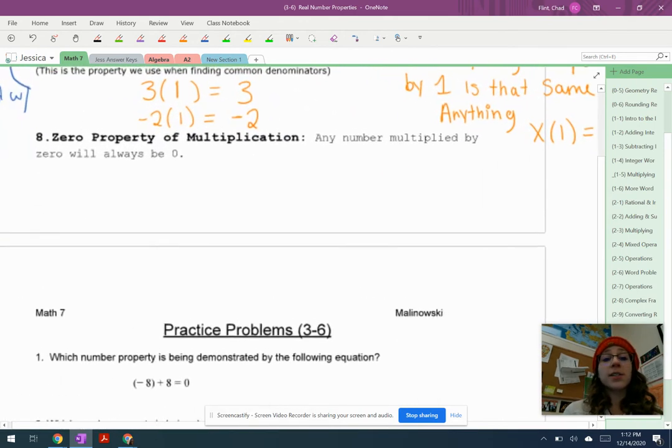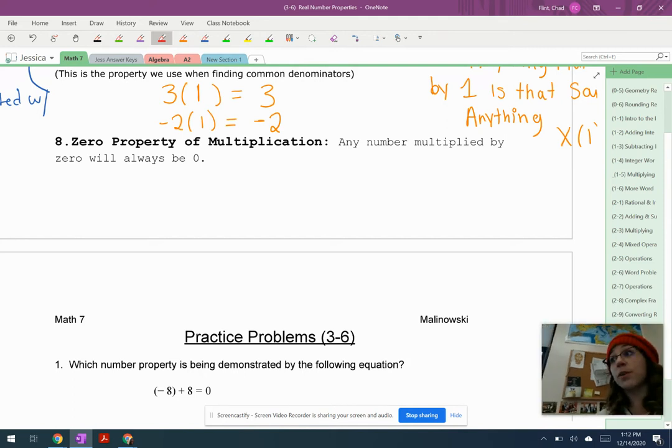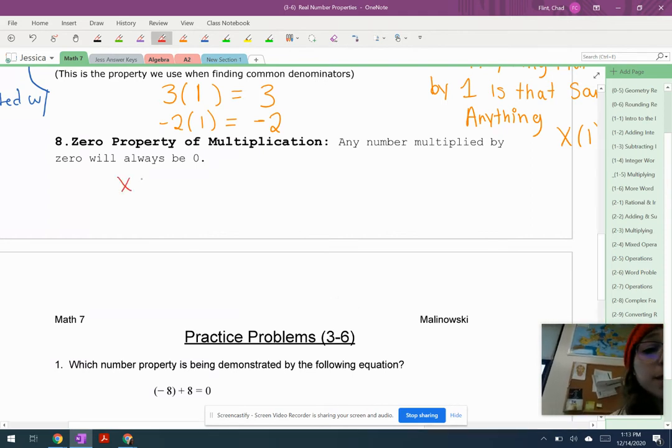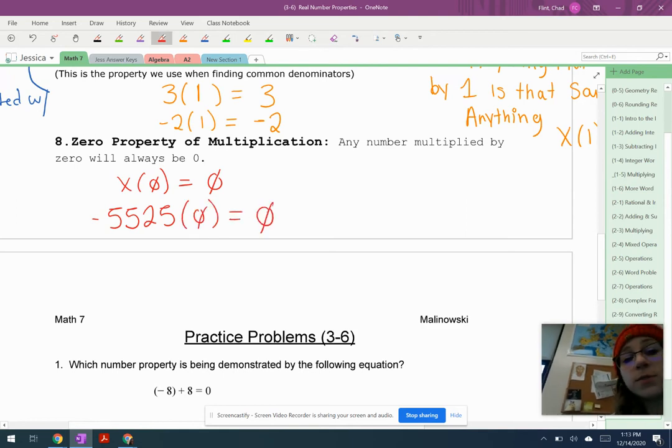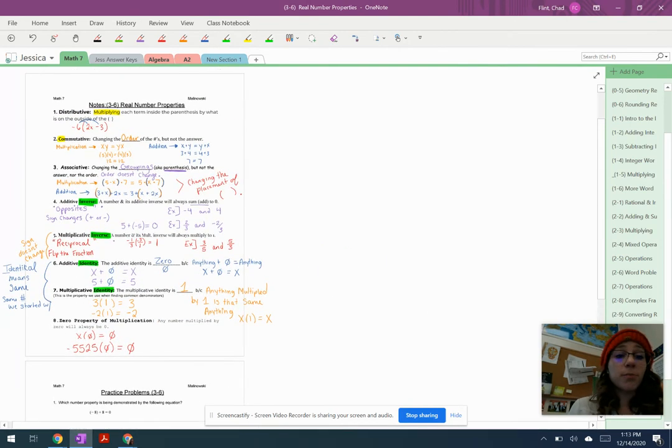And last but not least, the 0 property of multiplication, which you're all familiar with because you've been doing it. It's probably one of the easiest ones. It just says that any number multiplied by 0 will always be 0. So any number times 0 gives me 0. Negative 500 and whatever times 0 gives me 0. So those are your properties, the most important 3 being the distributive, commutative, and associative.